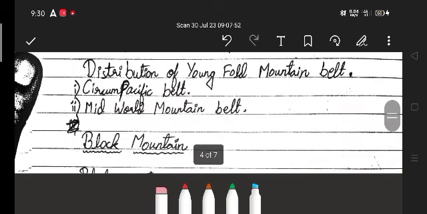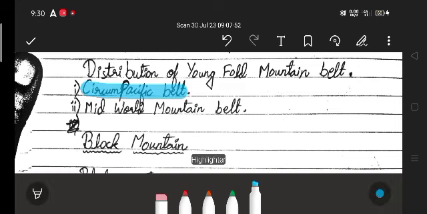Now, the distribution of young fold mountain belts. There are two types of young fold mountain belts: the circum-Pacific belt and the mid-world mountain belt.